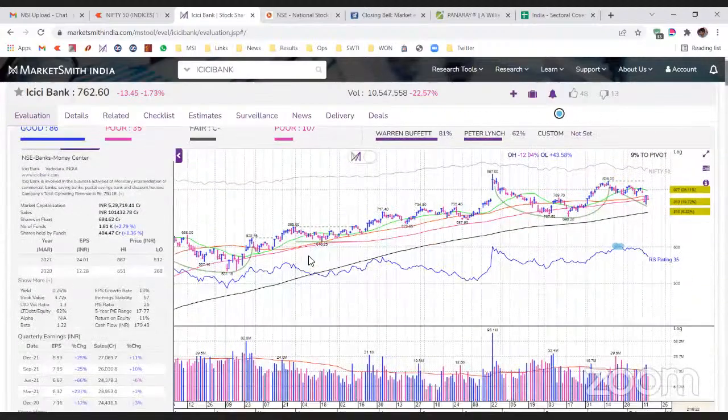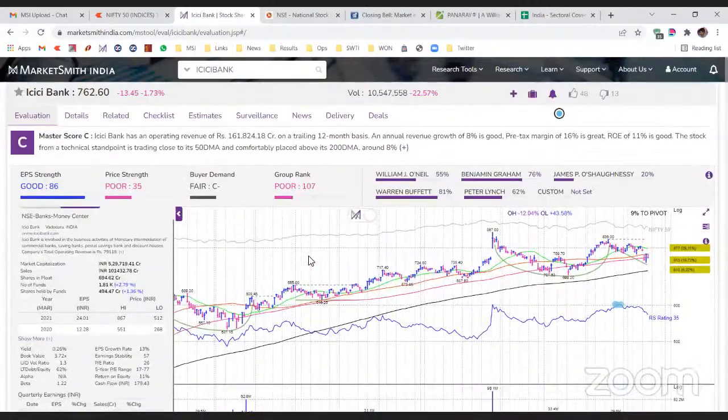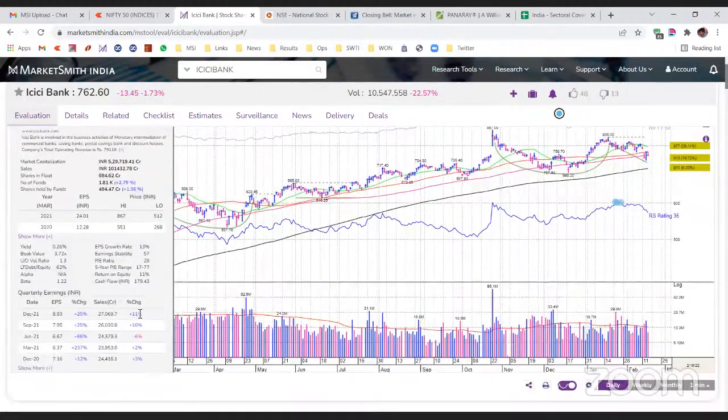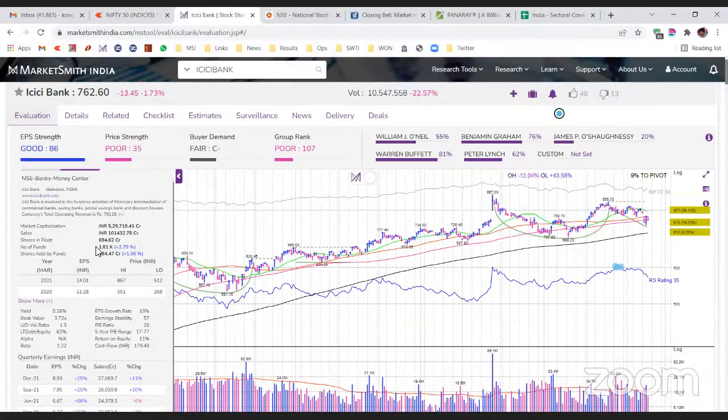That is reflected in its price strength of 35 because it is underperforming the overall index. But being a very good company, fundamentally, its EPS is at 86. It has been reporting very good numbers on the sales front as well as on the EPS front. You can see the number of funds invested in the stock, 1.8K, and it is still growing at a good pace, in line with the growing companies.